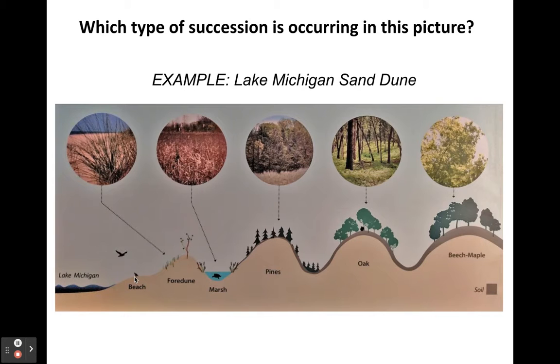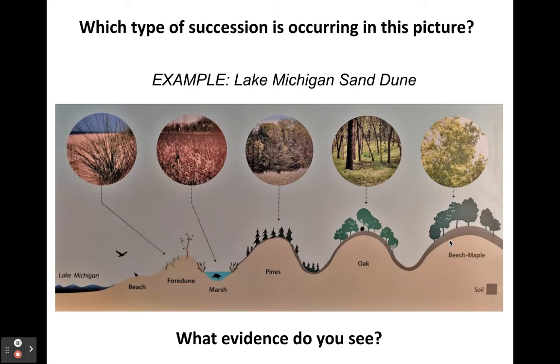And sand is not considered soil, so this would be an example of primary succession, where we see grasses growing initially, and then you have some pine trees, and then oaks, and then the beech maple forests would represent the climax community. You can also see the soil level getting thicker as you go away from the lakeshore.